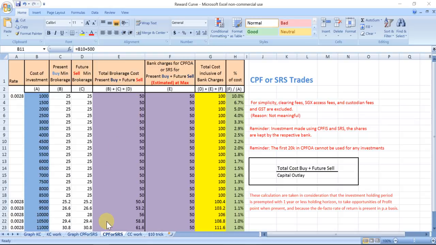So over here I make an estimate of the maximum fees that occur over there and present it in another column highlighted in purple, and I take the maximum fees applicable here. After that, I sum up both fees and present it in the yellow column as the total fees. Then I divide the total fees by the cost of investment to come up with this green column as a percentage of the cost of investment. So with this information, similarly, I'll plot it against a graph. So this is the graph of CPF trades or SRS trades.